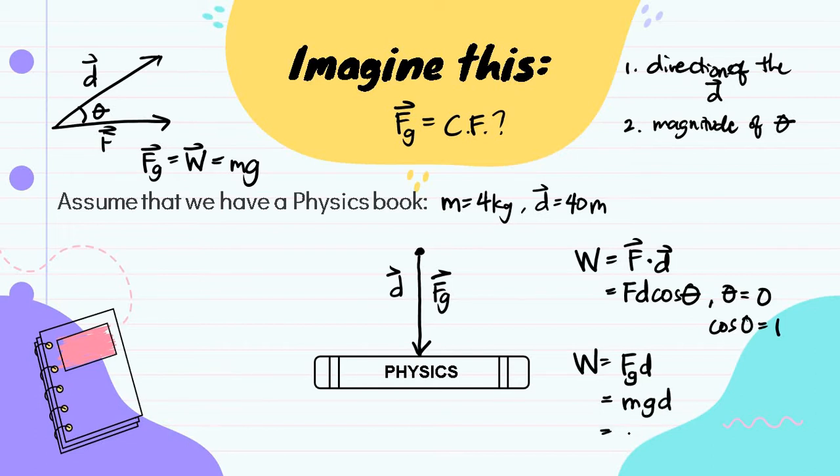The mass of the book is given by our dimensions earlier, which is 4 kilograms, and then g is a constant. This is the acceleration due to gravity constant, which is equal to 9.8 meters per second squared. And lastly, we have the displacement done by the book, which is equal to 40 meters. So the answer for the work done in this particular scenario is equal to 1,568 joules of work.